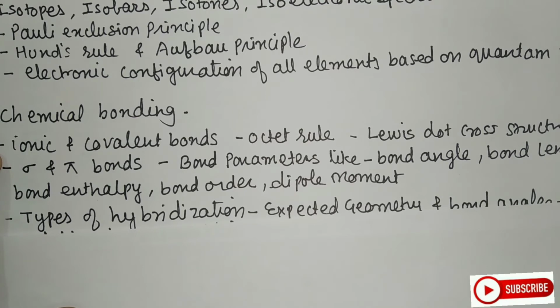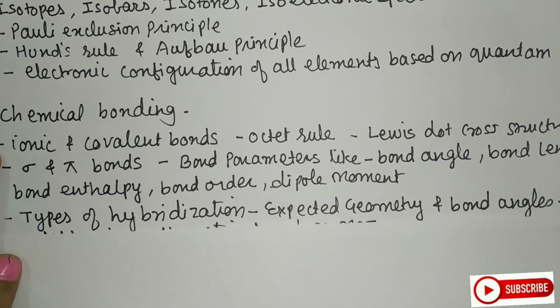So what should be their expected geometry and what should be the bond angle, whether there are lone pairs, and how they are distorting the geometry. So for this concept about hybridization, you must learn the complete chart.